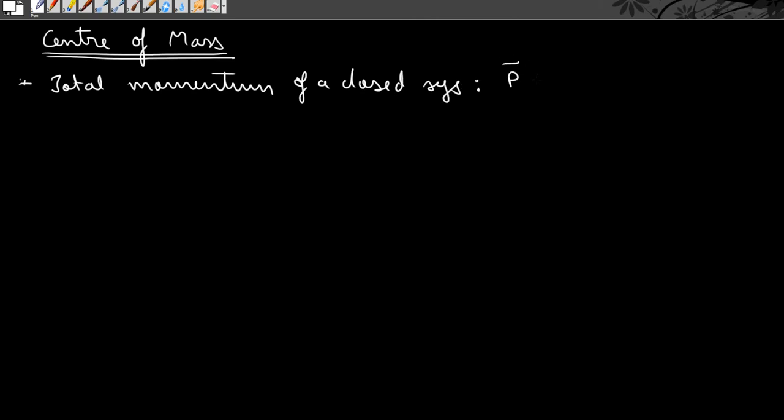Let's begin. In our previous lectures, we had already seen that the total momentum of a closed system was given by capital P vector equal to the summation over a of mass times the velocity of each particle.